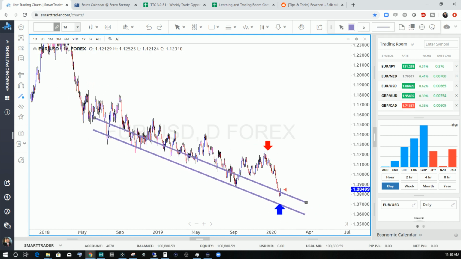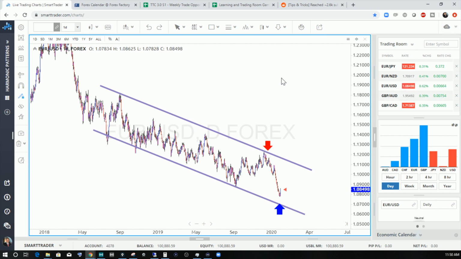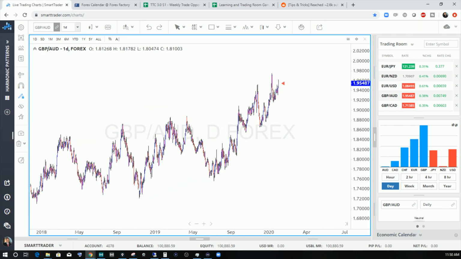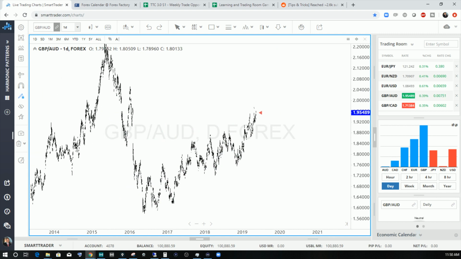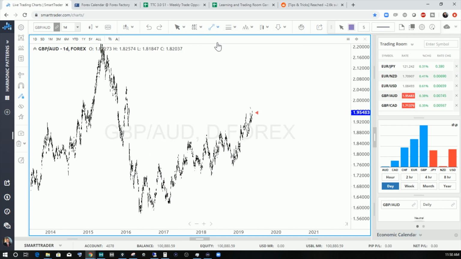We spoke about Euro US dollar already. We already covered that. That was the first one we covered. Let's go to pound Aussie. Pound Aussie has got a trend line going up from here. So we're currently bullish on this one right here.